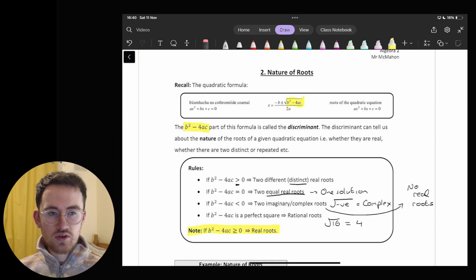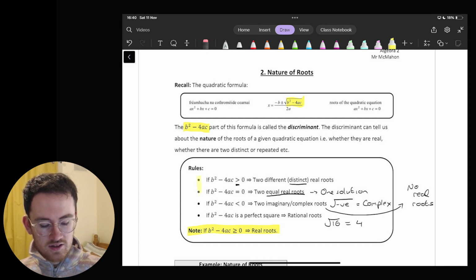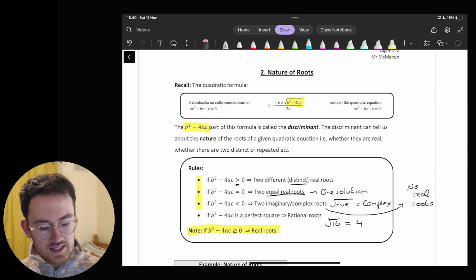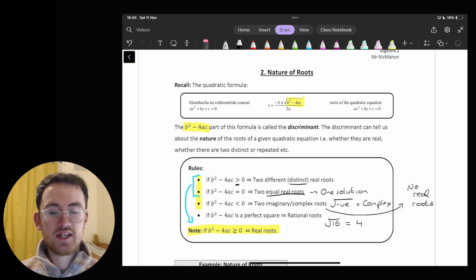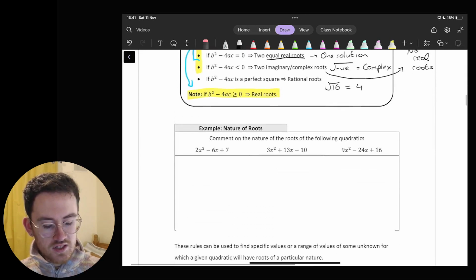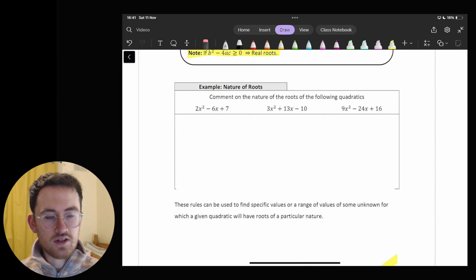So each of these four things is really important, particularly the first three. The real roots idea here comes from combining the first two. Either of those scenarios gives me real roots. So let's just jump into it, looking at the nature of the roots of the following quadratics.